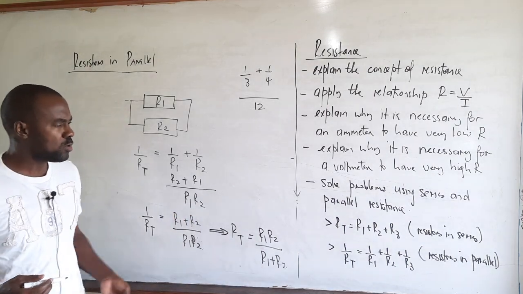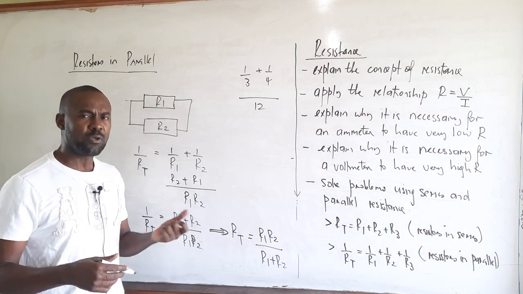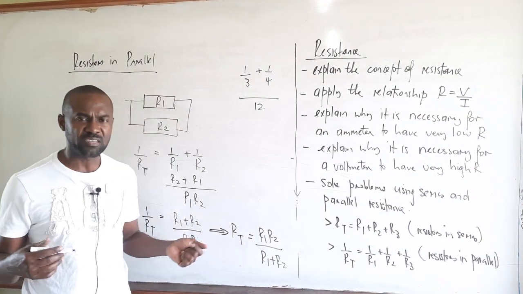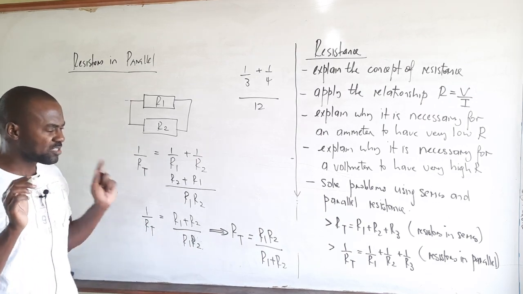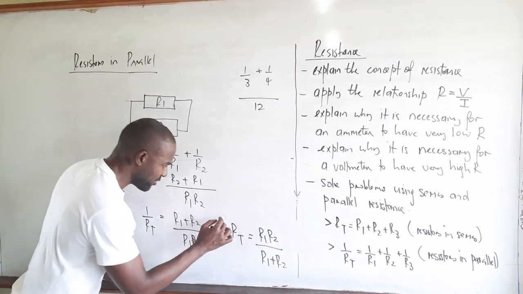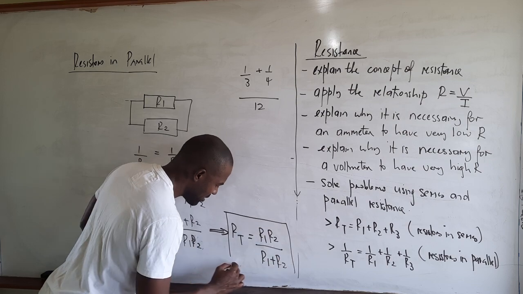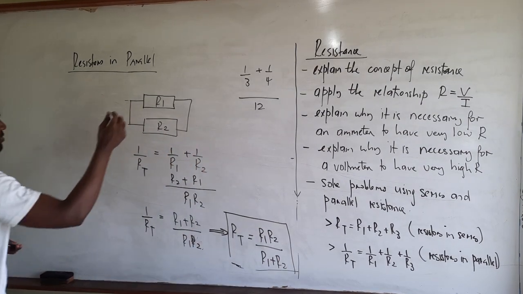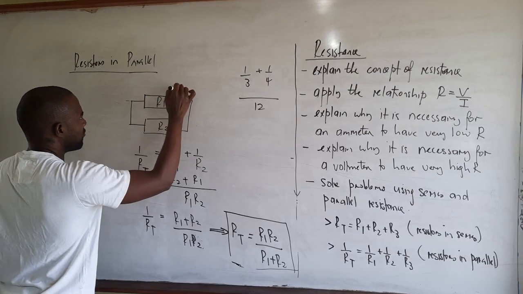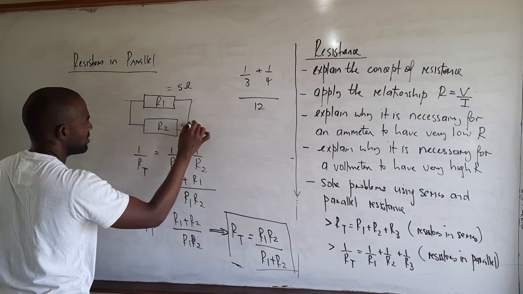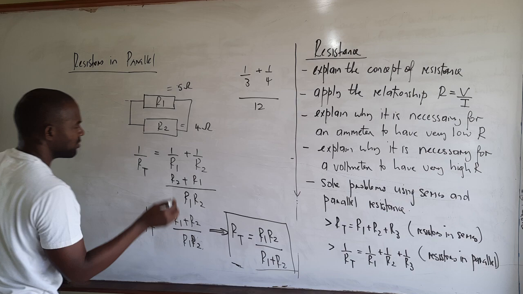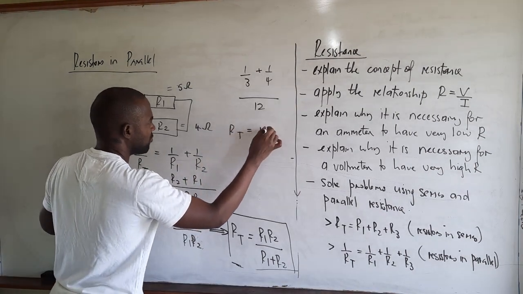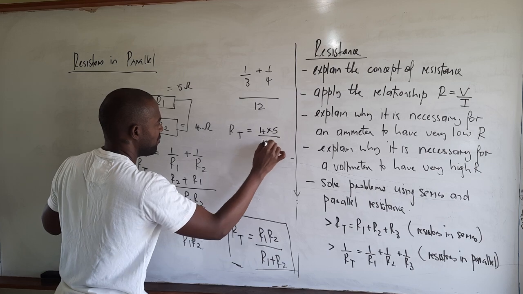So if it's just 2, we don't have to write out 1 over R1 plus 1 over R2, find the LCM, and then find the total resistance. No. If it's just 2 resistors connected in parallel, then the total effective resistance is simply their product divided by their sum. So if this is, say, a 5 ohm resistor, and this is a 4 ohm resistor, then the total effective resistance RT is simply equal to 4 times 5 divided by 4 plus 5.